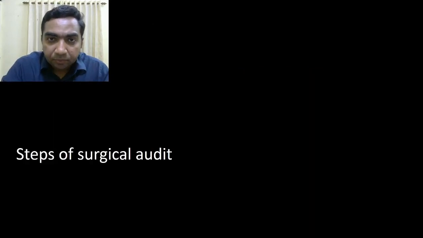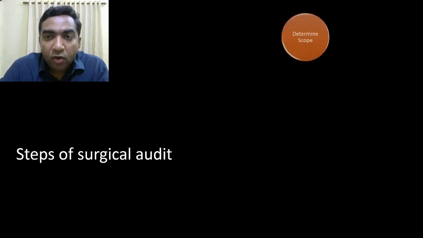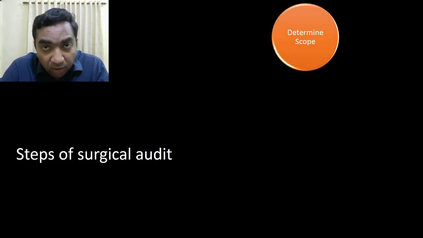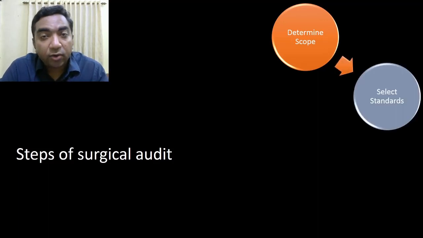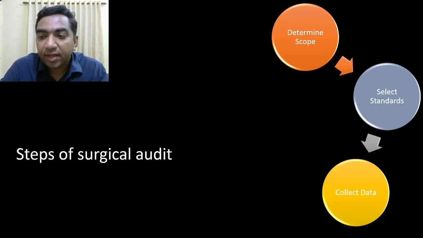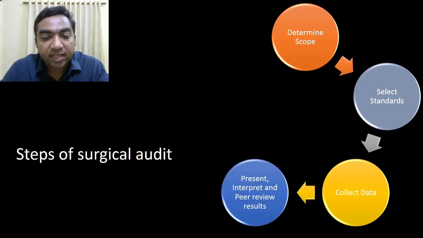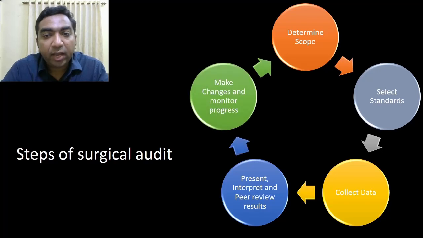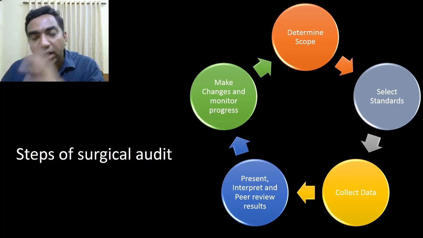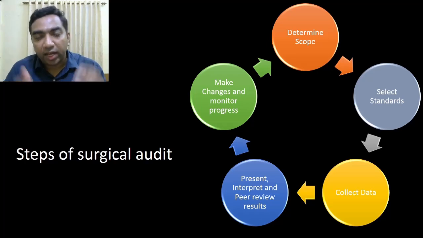Now, what are the steps of the surgical audit? We have to determine the scope of our audit. Then we have to select standards. Then we have to collect the data required for the audit, present and interpret and peer review the results, and finally make changes and monitor progress. And again, we have to regularly audit at monthly or yearly or six-monthly or quarterly intervals.